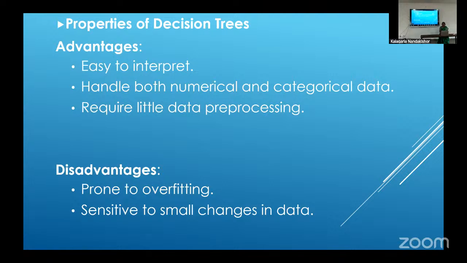So look at the advantages. Stop writing. The first advantage is easy to use, easy to understand. The second advantage is it categorizes numerical as well as alphabetical data. And the third advantage is it requires little data pre-processing. If we are interested in writing the code, if we write simplified code, we can categorize a large amount of data set also.